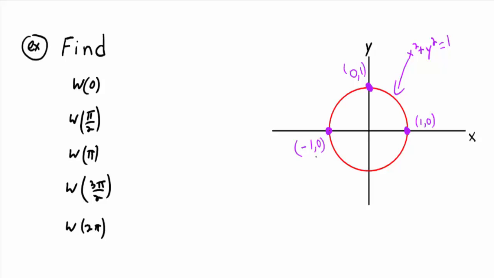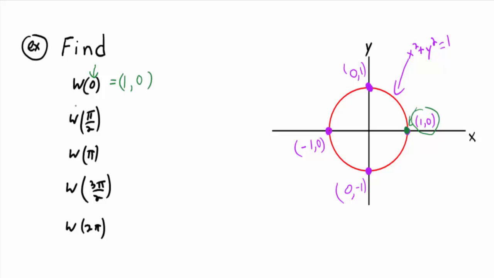Negative 1, 0. And this point down here? 0, negative 1. Okay, so W of 0, if the input is 0, then we're not creating any arc length. We always start at the point 1, 0. And then the input is going to correspond to an arc length that we're going to draw. In this case, a positive arc length, because all the inputs are positive. But if the input is 0, then I'm going nowhere, and I'm stuck at the point 1, 0. Does that make sense?